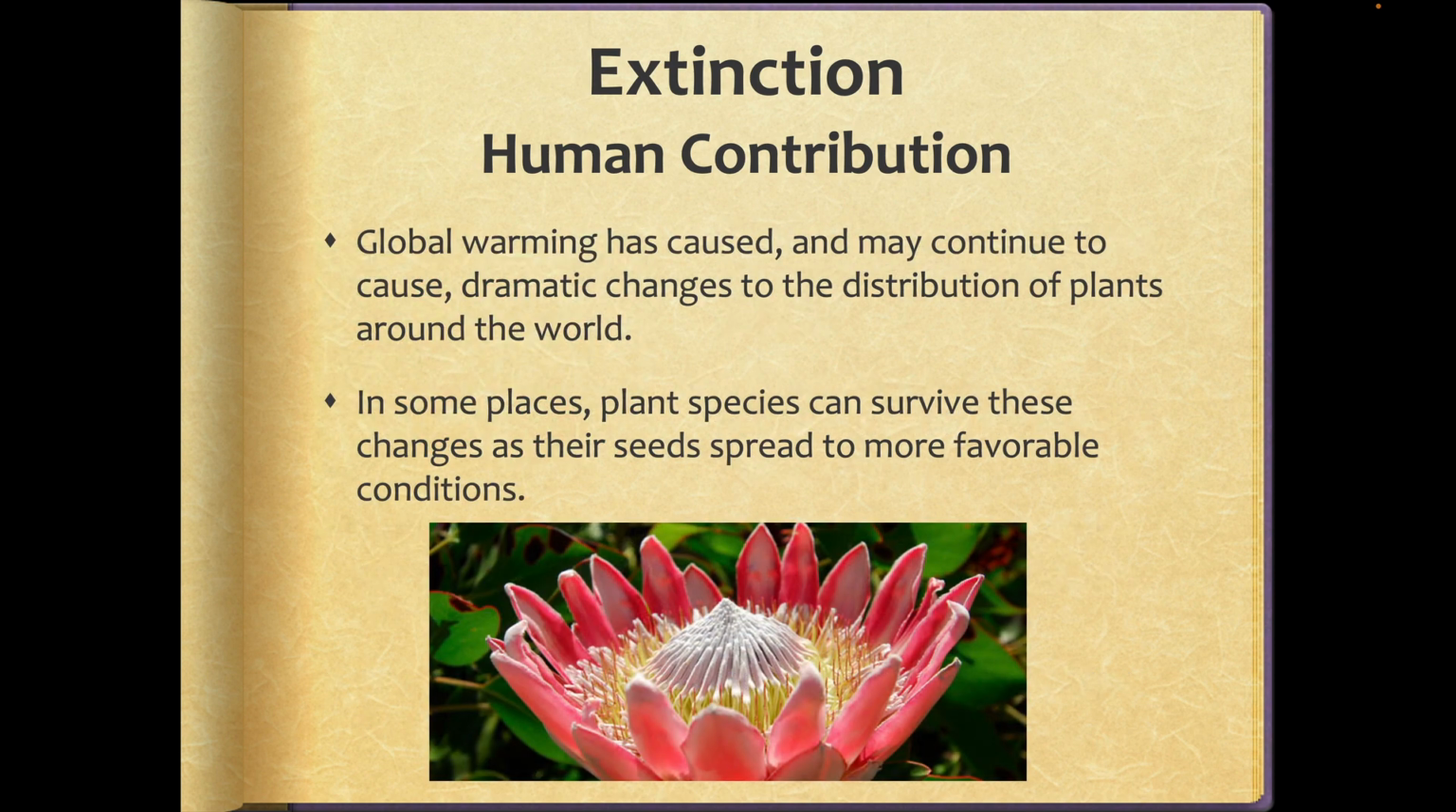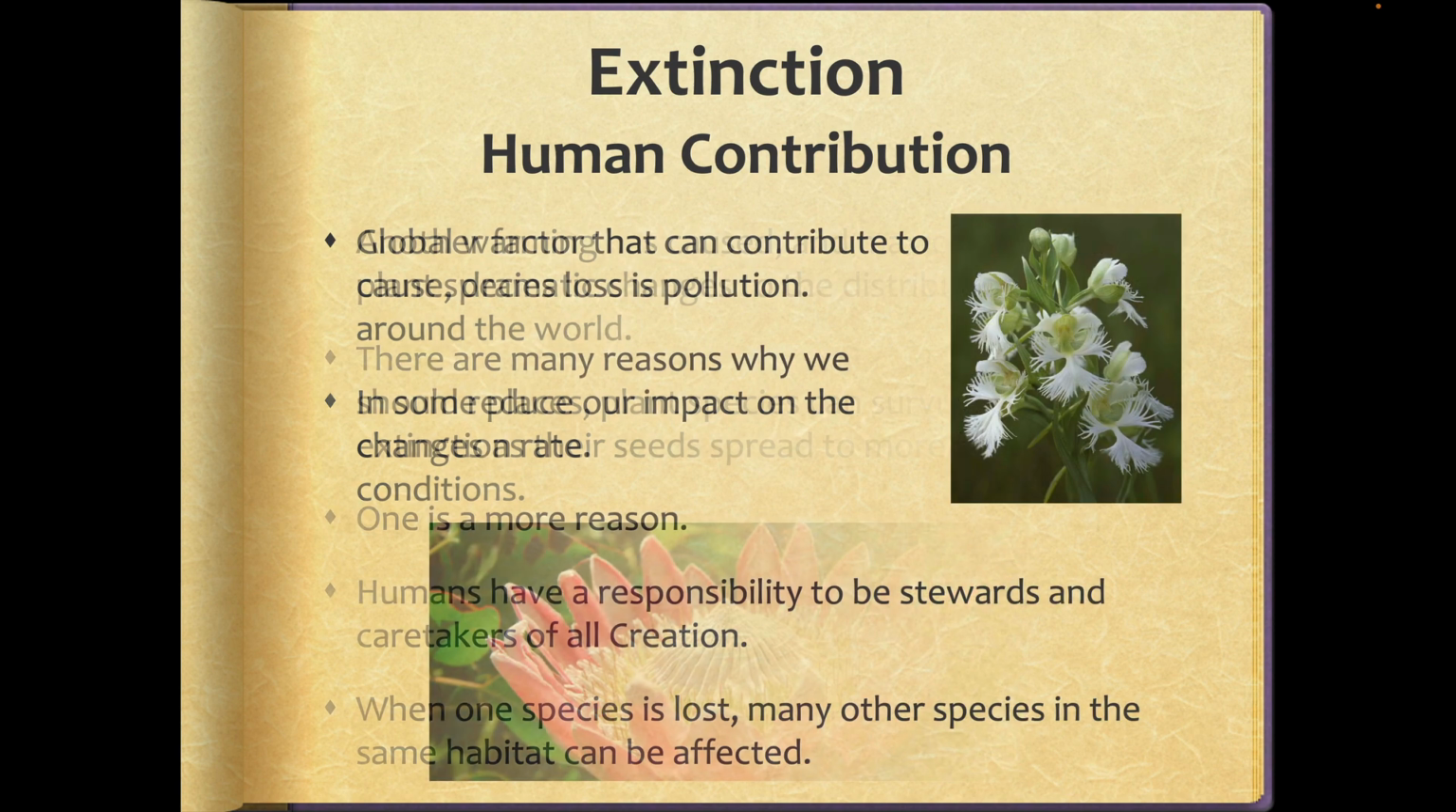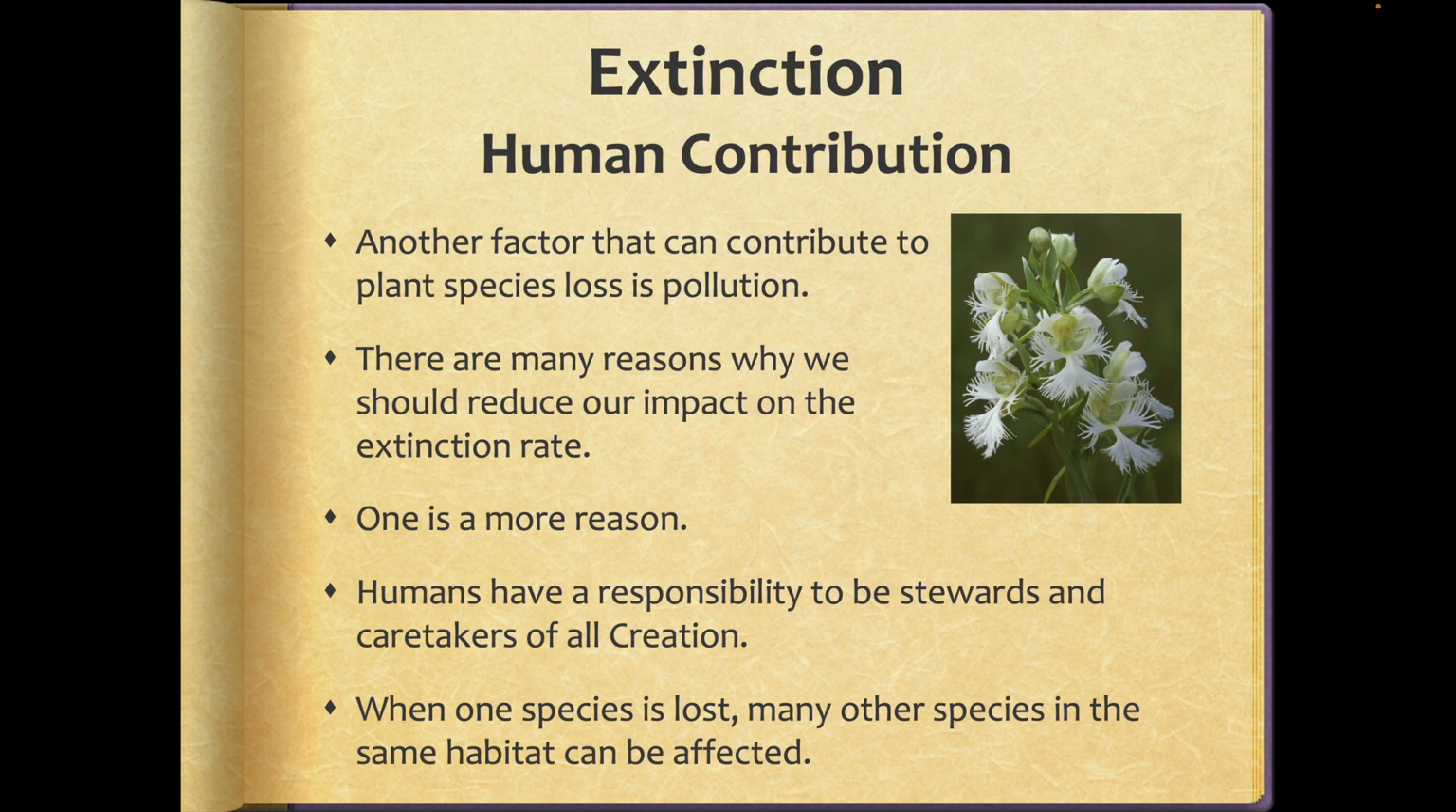Global warming has caused, and may continue to cause, dramatic changes to the distribution of plants around the world. In some places, plant species can survive these changes as their seeds spread to more favorable conditions. Another factor that can contribute to plant species loss is pollution. There are many reasons why we should reduce our impact on the extinction rate, and this is just one more reason. Humans have a responsibility to be stewards and caretakers of all creation. When one species is lost, many other species in the same habitat may be affected.